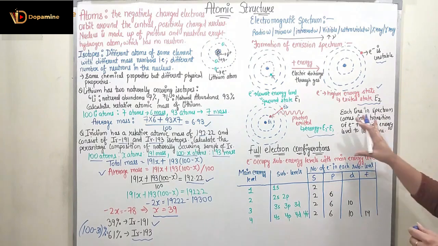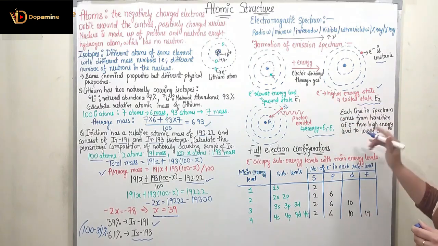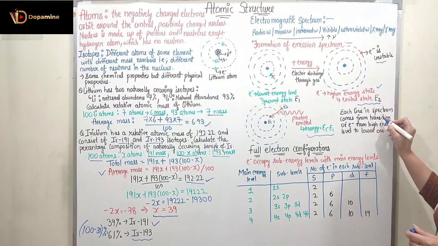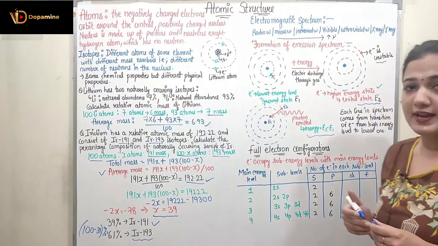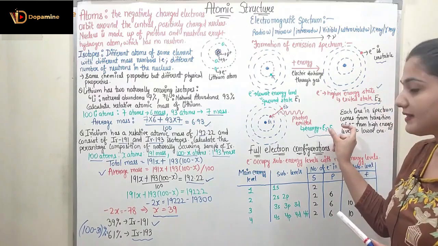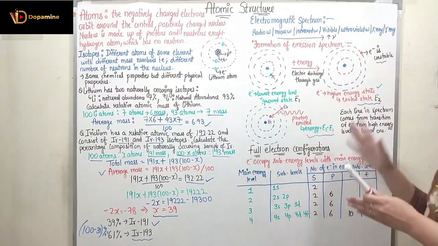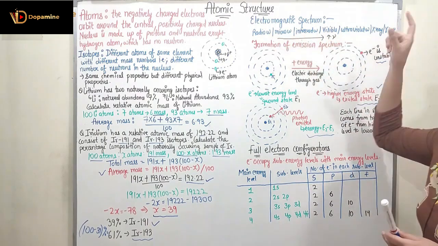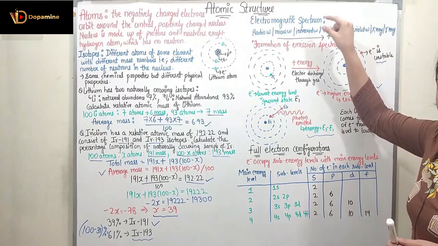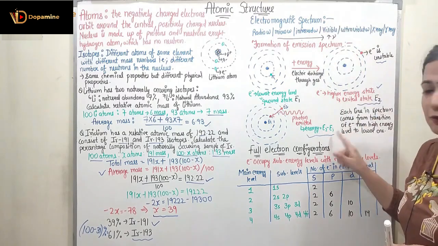And in this manner, we will be having the photons emitted, and each line in the spectrum comes out from the transition of an electron from a higher to a lower energy level. The difference between the energy levels is going to tell me which wave is going to come out with which frequency. So in the electromagnetic spectrum, whichever wave is coming depends upon this E2 minus E1.